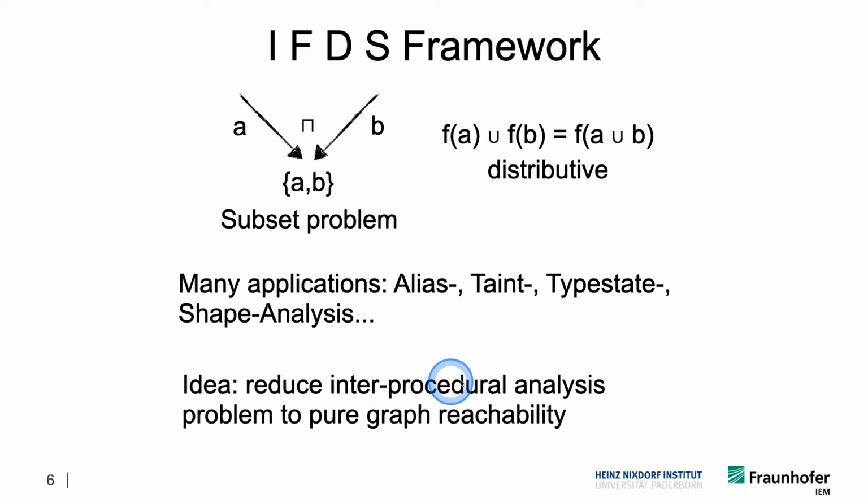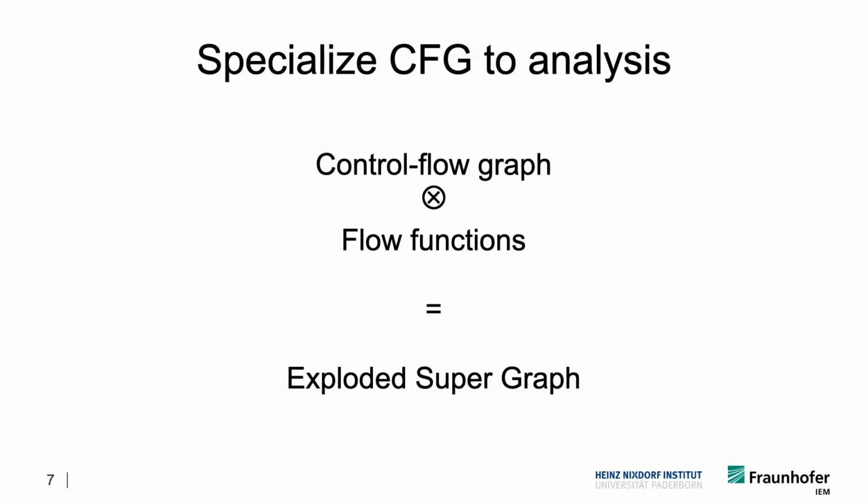How do you reduce an analysis problem over a very specific program that you want to analyze to a graph reachability problem? And in essence, IFDS does this by specializing the interprocedural control flow graph of the program that you're analyzing to the analysis that you are conducting. So you take the control flow graph and you sort of do a cross product with a special representation of your flow functions. And that's really the trick here. It's a graph-based representation of these flow functions that allows you to do that.